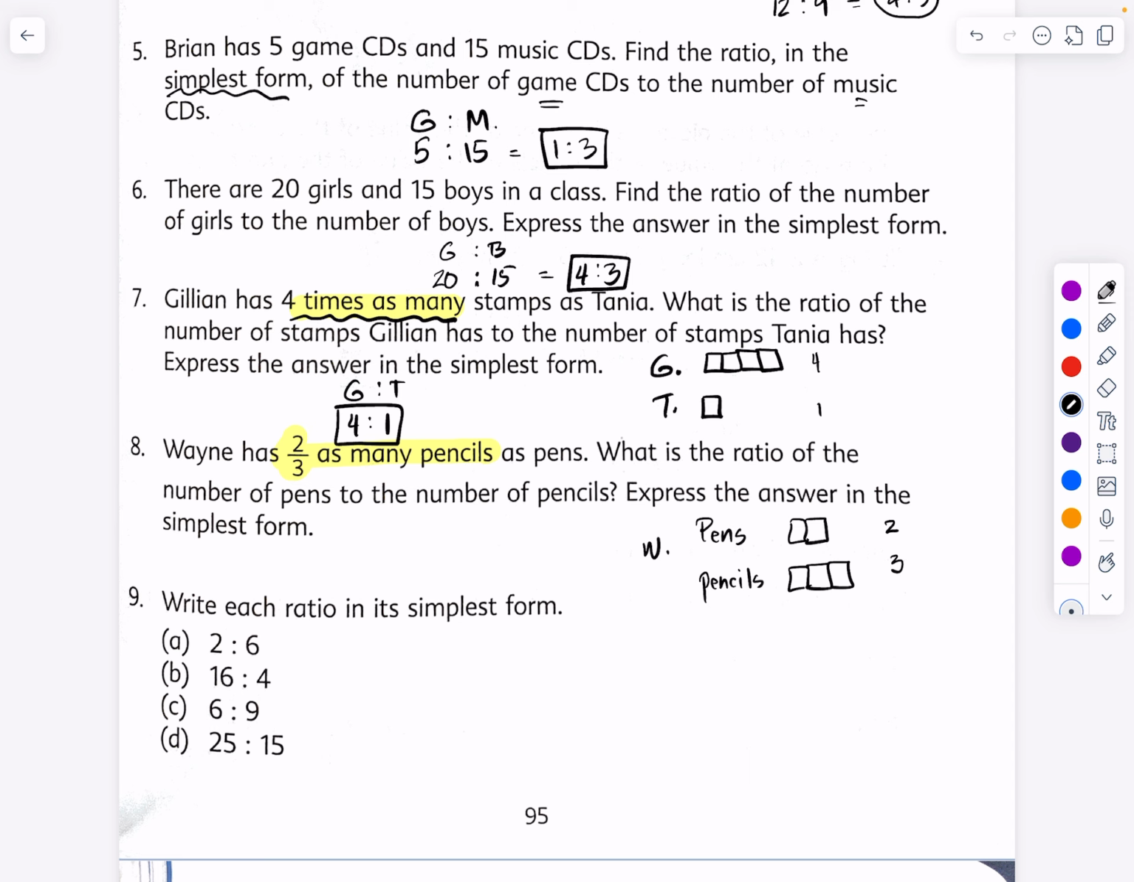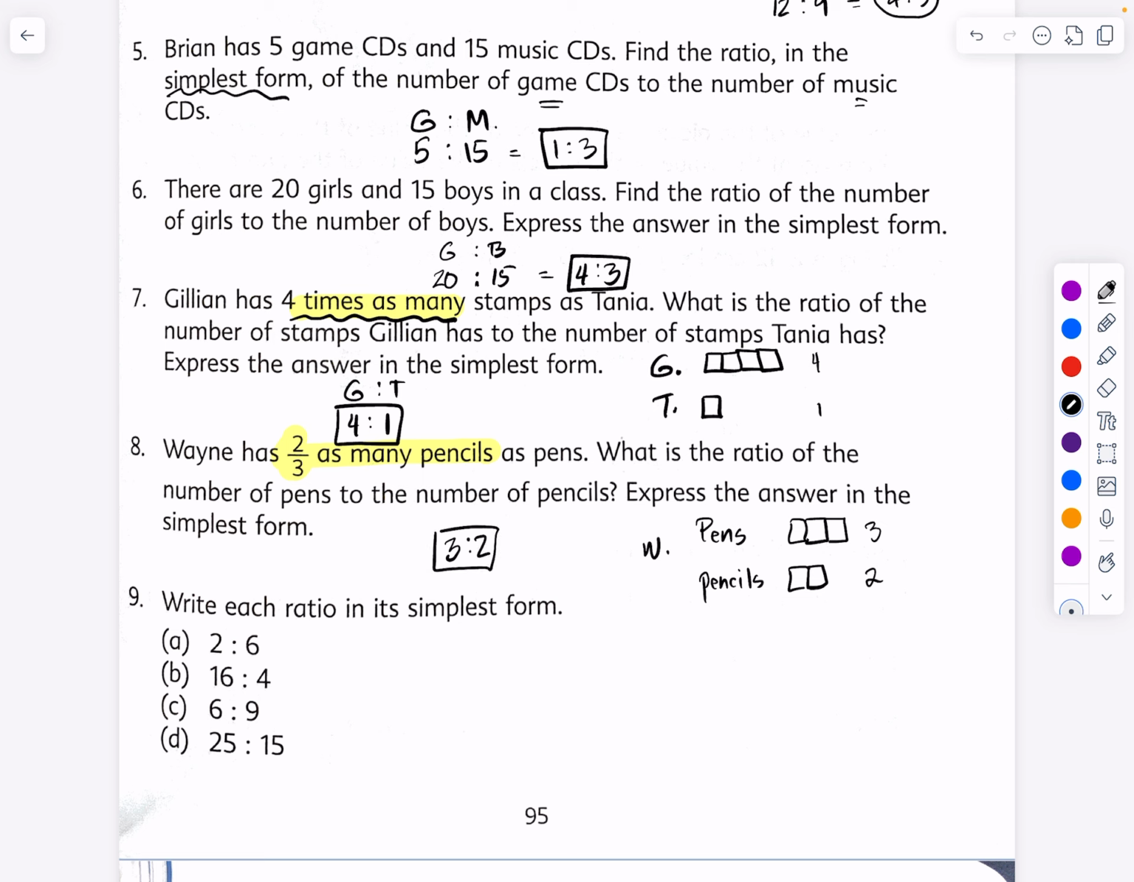Oh, I messed it up a little bit. So sorry. Let me roll back. So we have 2/3 as many pencils. It is the pencils that are fewer. Yes, it is the pencils that are fewer. So 2/3 as many pencils as pens. So there are 3 units versus 2 units. Okay, therefore pencils to pens is 3 to 2.